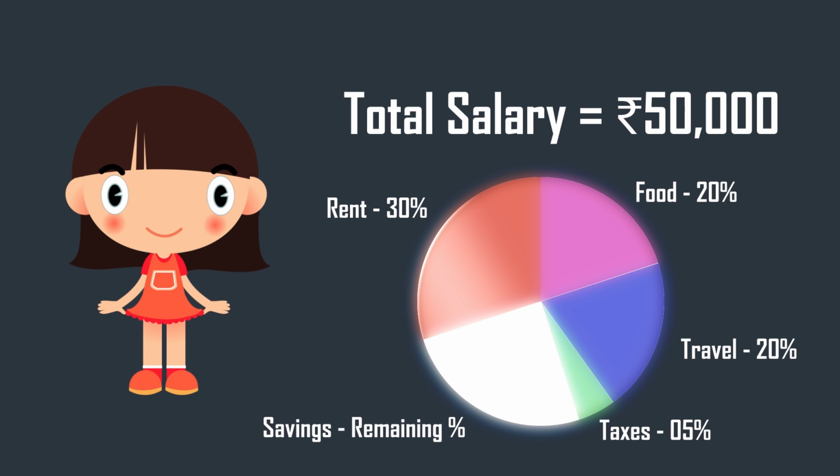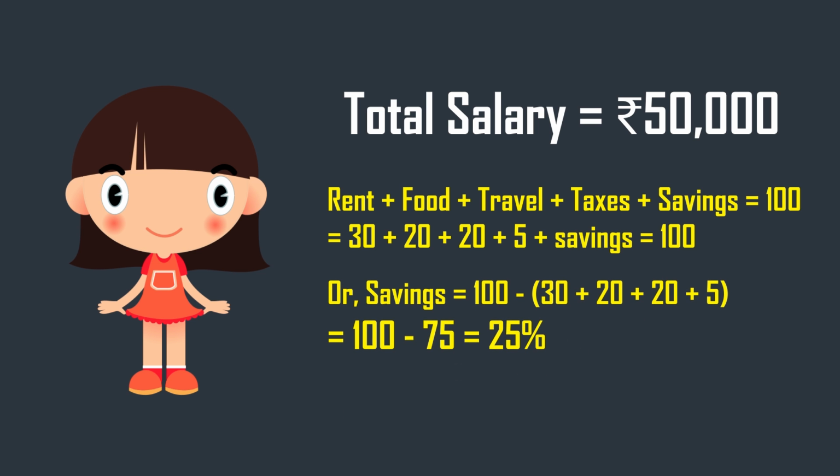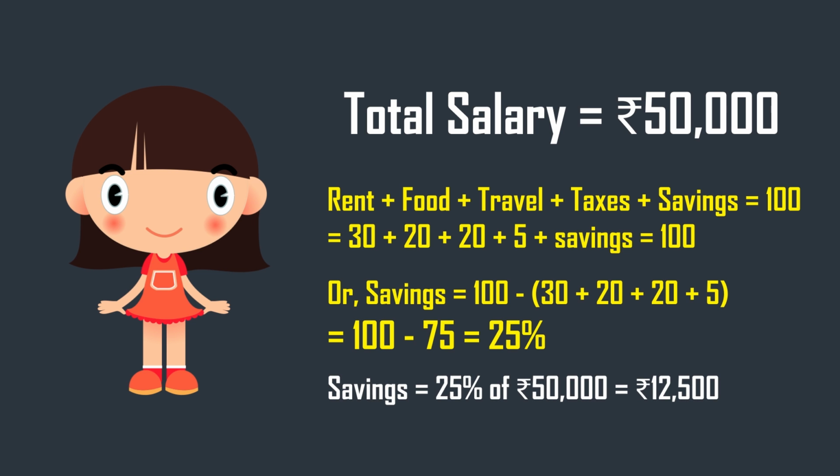So these five categories should all add up to 100, right? So that means 30 plus 20 plus 20 plus 5 plus savings equal to 100. So the percent that remains for saving is 100 minus 30 plus 20 plus 20 plus 5, that is 100 minus 75, that is 25%. Now you can easily find out the amount she saves. Do you want to do it? Well, that comes up to 12,500 rupees. Did you get the same?